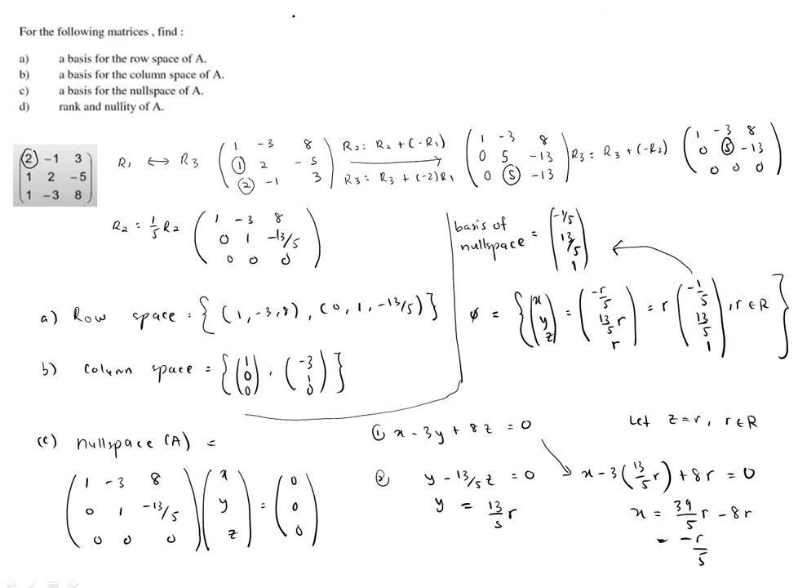And the last one, D, rank. Rank of matrix A. Rank, look at the size or the dimension of row space and column space. So we have 2. And then the nullity of matrix A. Sekarang kita ada 1 lah. Okay. Basis of null space, negative 1 over 5, 13 over 5 and 1. So we have 1.